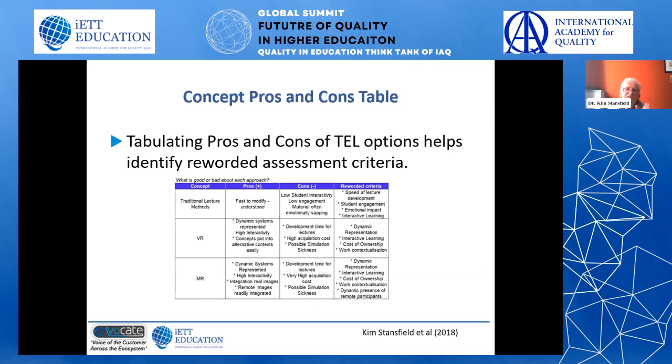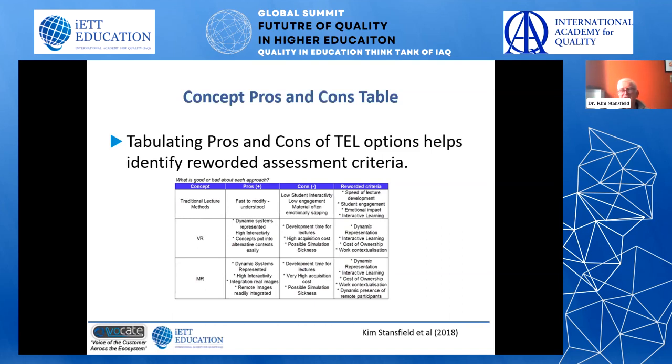Make sure you satisfy those high priority needs. Again, with that program manager hat on, I'd say be very careful not to waste your time on low priority needs at the expense of high priority needs. And then tabulating the pros and cons.